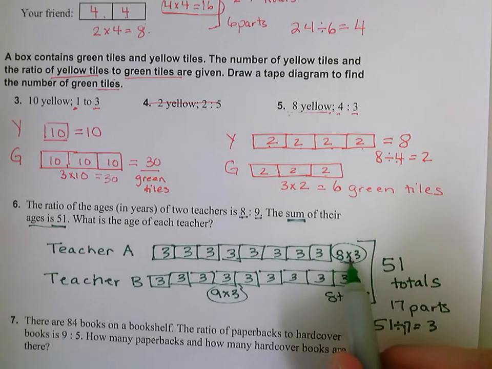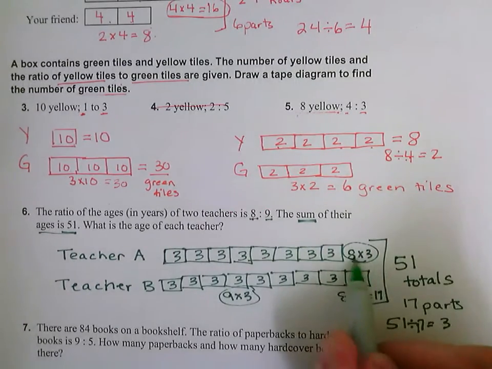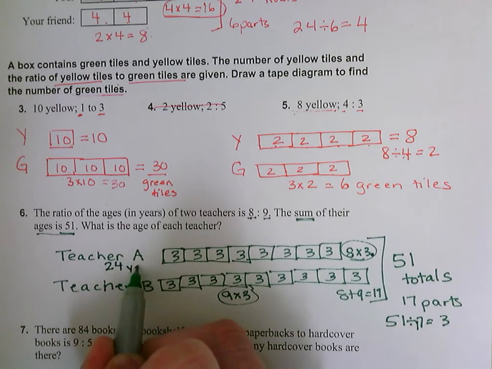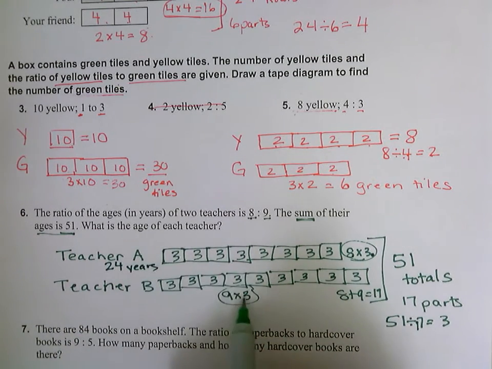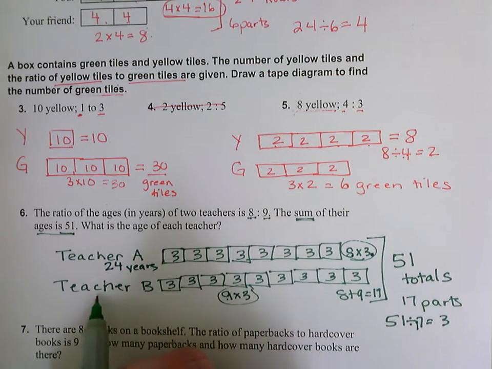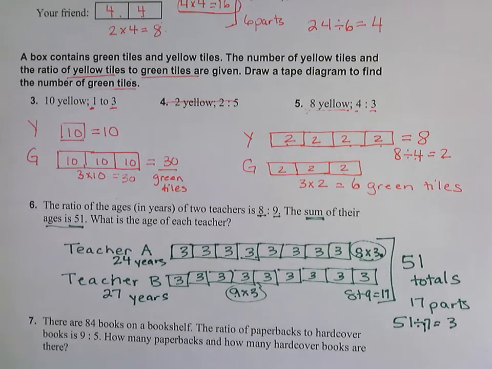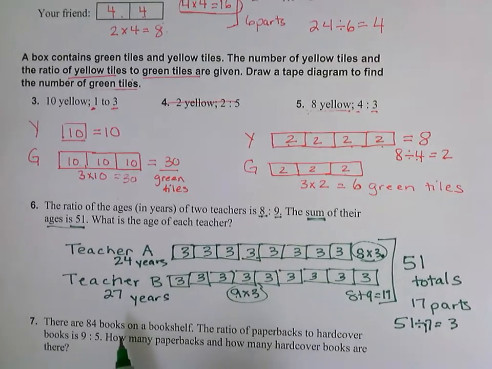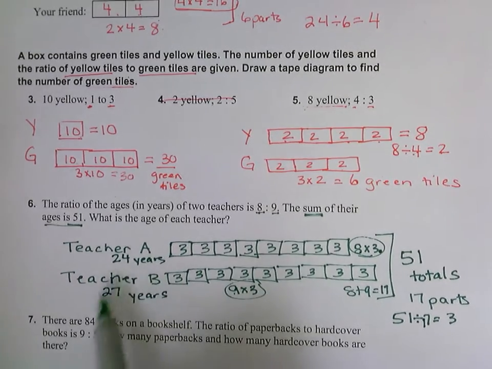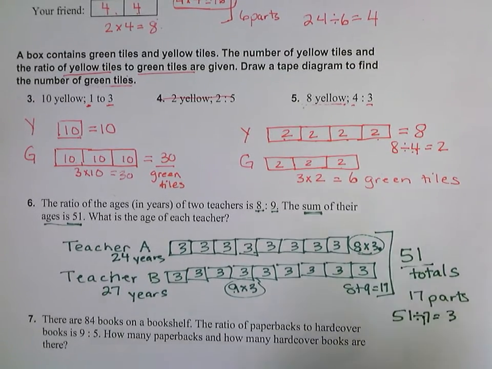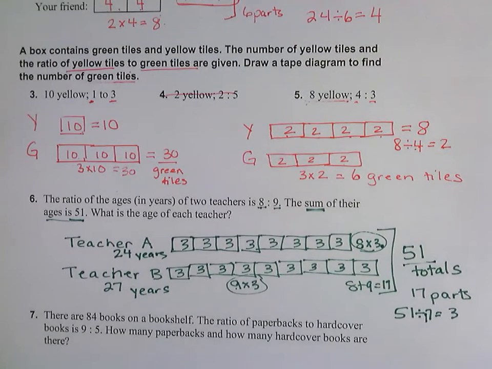Okay, so teacher A is 8 times 3, which is 24. So teacher A is 24 years old. And teacher B, 9 times 3 is 27 years old. All right, 24 years old and 27 years old is how old teacher A and teacher B are. And I can double check my answer to see, is 24 plus 27 equal to 51? Yes, it does. Okay, let's do one more example together.